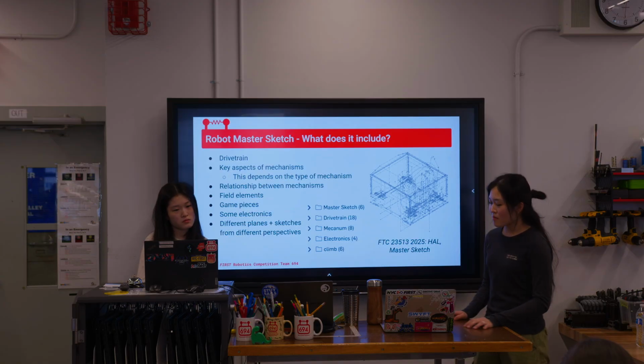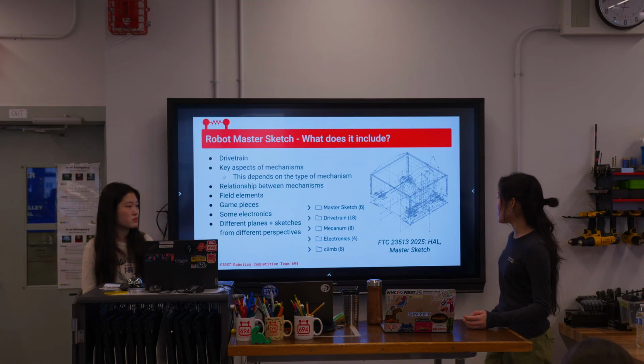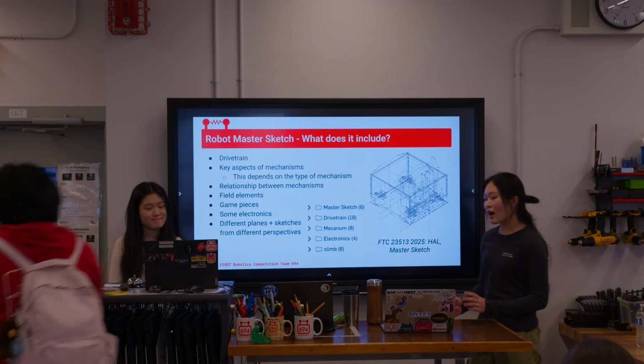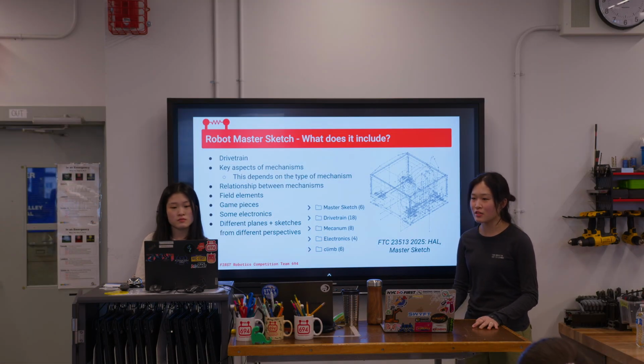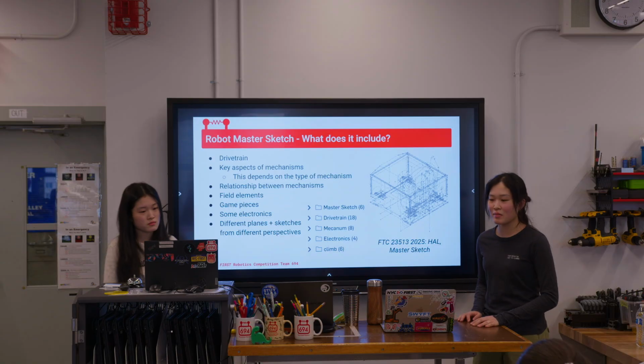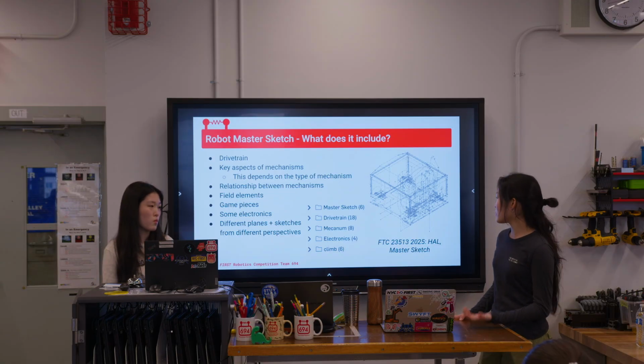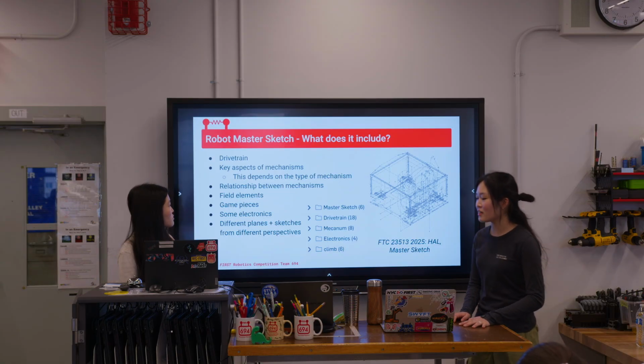So on a robot master sketch, there will be a lot of things included, and it also highly depends on what type of game it is. If it's a shooting game, you'll have a shooter. If you have a pick and place, you might have an elevator or a double door jump. So it really depends on the game.